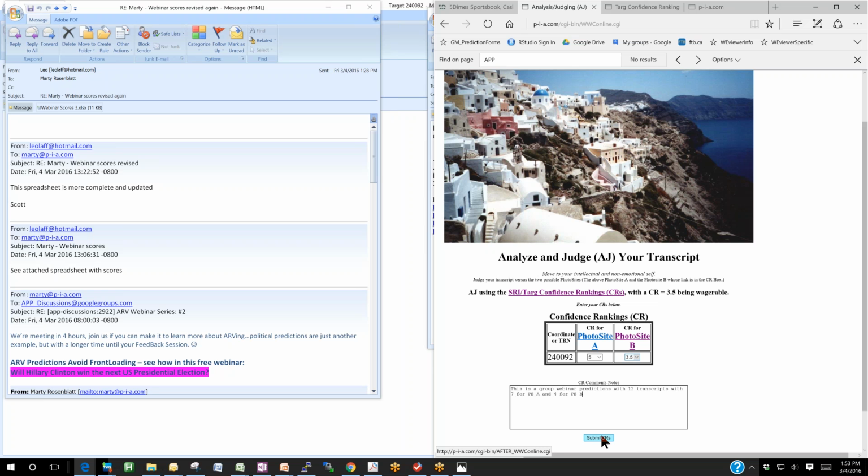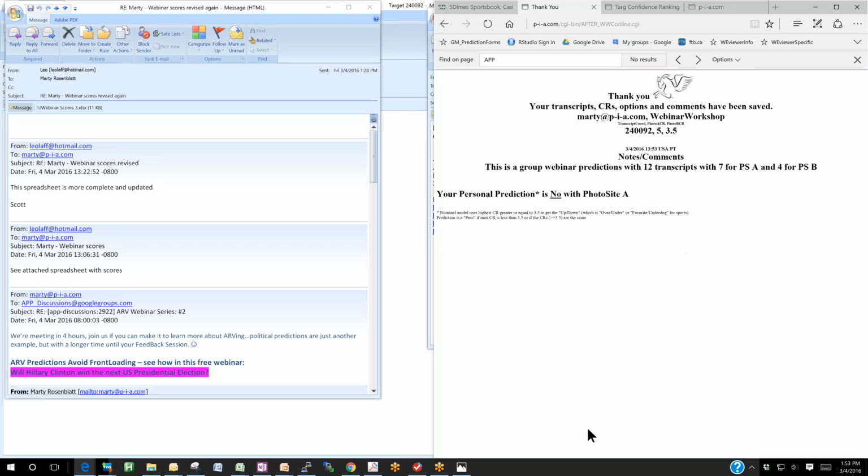And notice up to this point, only the computer knew what the prediction is. Okay, so either I'm a group manager and you get the same information when you do it yourself. We'll now get, ooh, well, that's interesting. Okay, the personal prediction is no. No Hillary Clinton. No Hillary Clinton. Interesting.